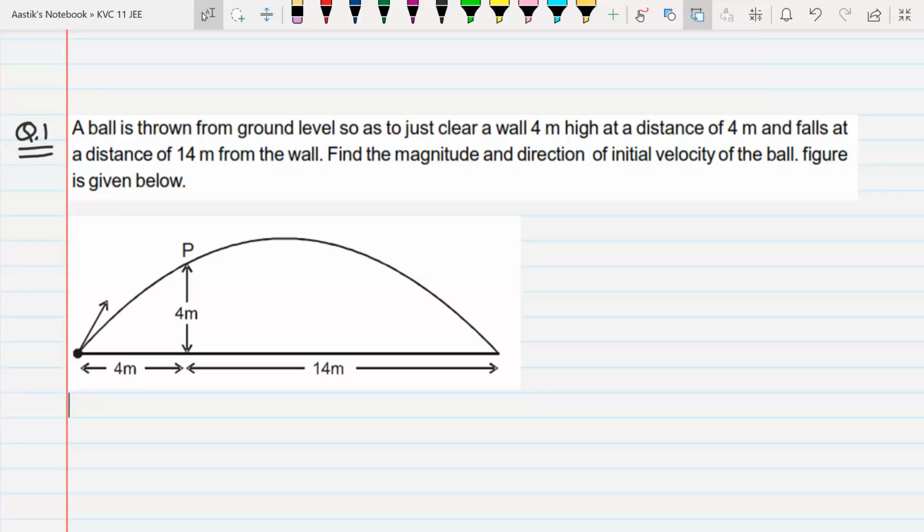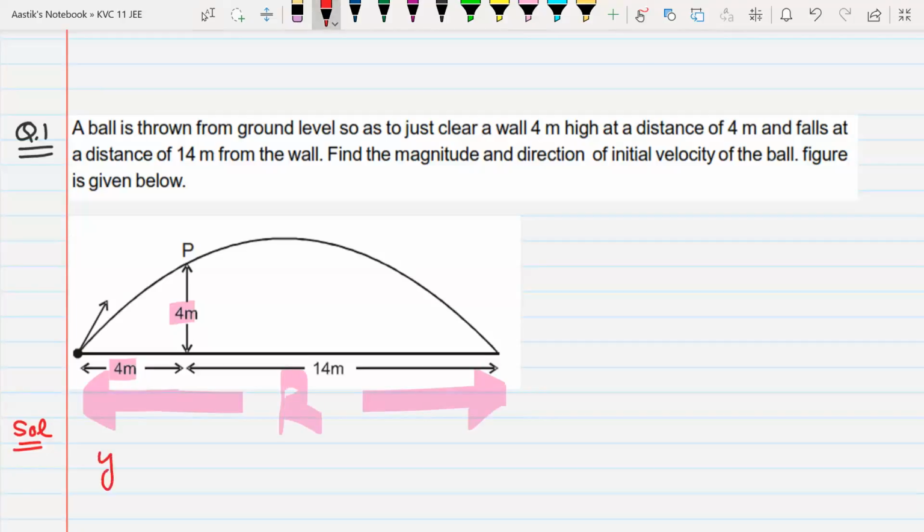So how do we get this? No one? No one knows it? Once you have the diagram, you know the value of x, you know the value of y, and you also know this. What is this? This is the horizontal range R.